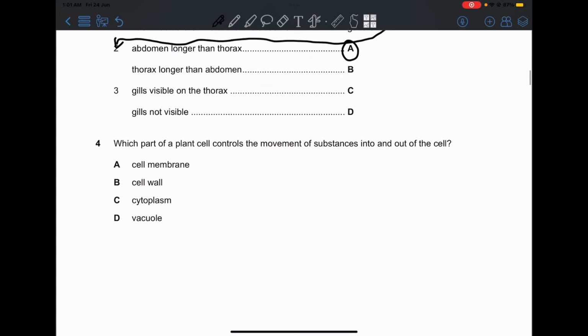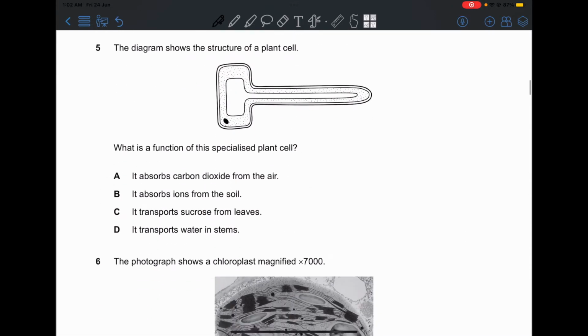Number 4, which part of a plant cell controls the movement of substance into and out of the cell? Now, of course, we all know this is the description of the cell membrane, which is actually partially permeable. So this is going to be our answer.